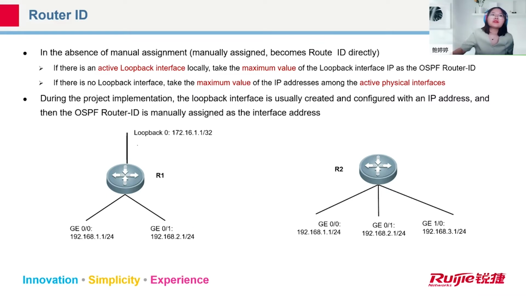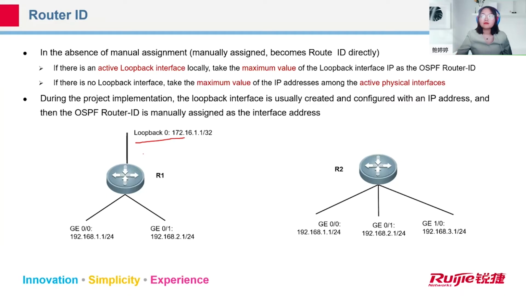And the principle is, if in our network there is an active loopback interface, we will take the maximal value of the loopback interface. For example, like the left one, router 1. There are loopback 0 and 2 physical interfaces.